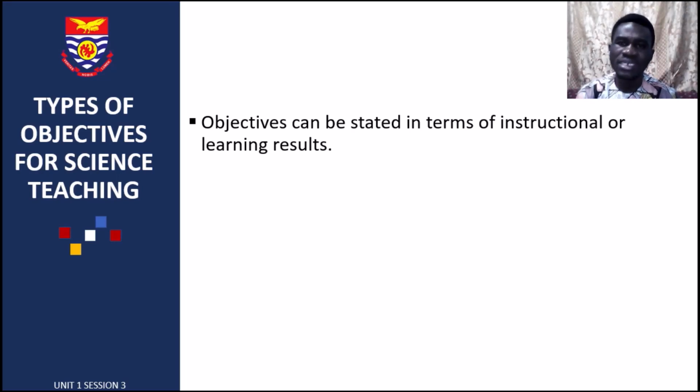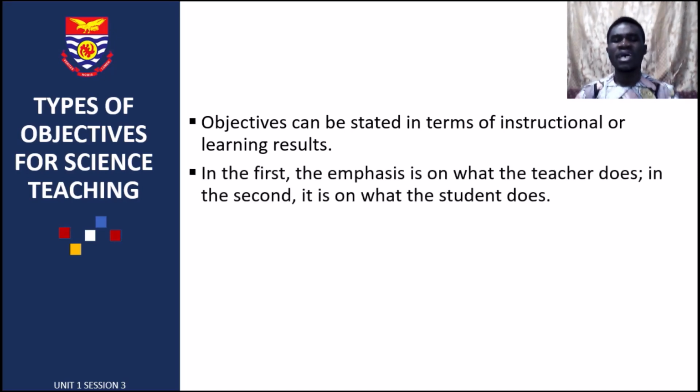Now, what are the types of objectives for science teaching? Objectives can be stated in terms of instructional or learning results. So it means we have instructional objectives as well as learning objectives. Now, the emphasis here is that in instructional objectives, the emphasis is on the teacher. That is what the teacher will do in the teaching learning process. And in learning objectives, the emphasis is on the learner. That is what the student will do.